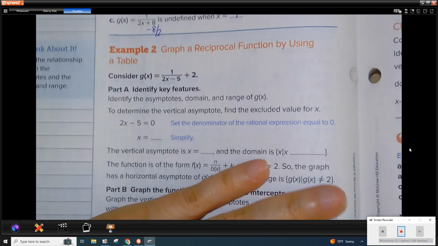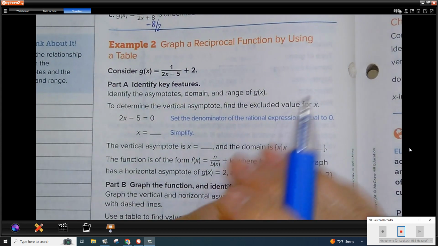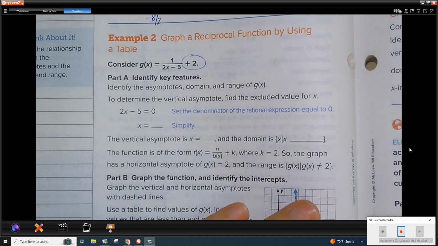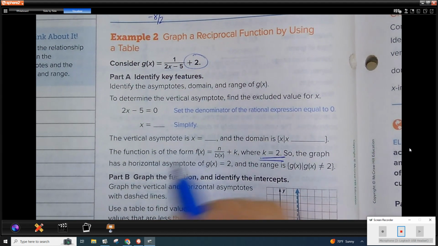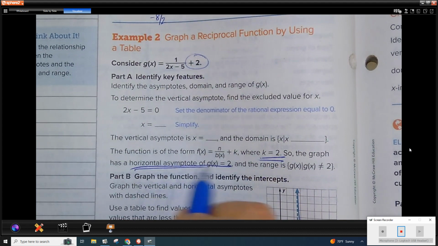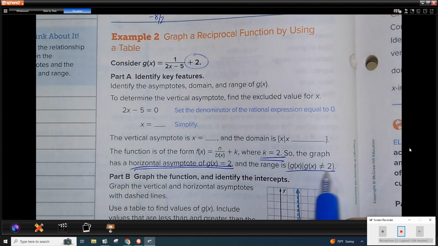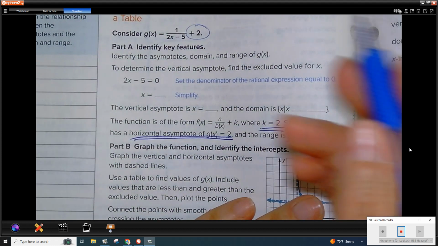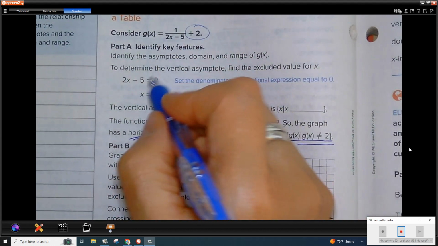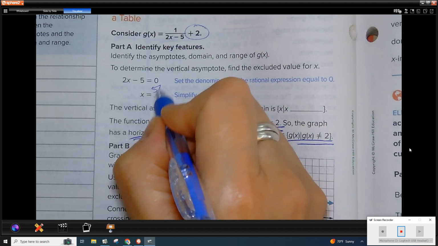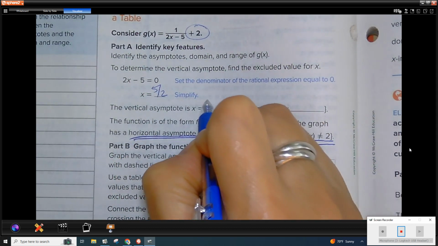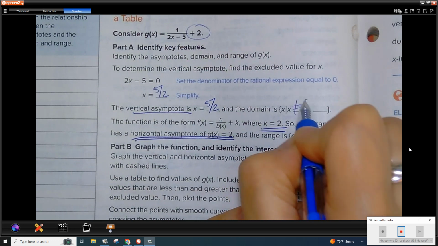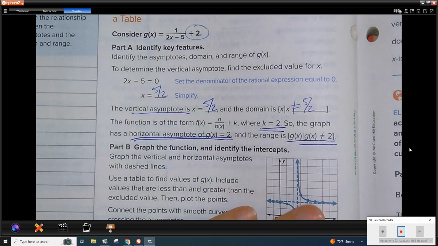So none of these have this extra number outside that moves it up or down. Now we do. So now there's two things going on here. This moved up 2. So k is 2. So it has a horizontal asymptote of 2. And the range is every number but 2, except for 2. Now the domain, remember take the opposite, so 5 halves. The vertical asymptote is 5 halves. It doesn't exist there, so x is just not equal to 5 halves. It's equal to every other number.